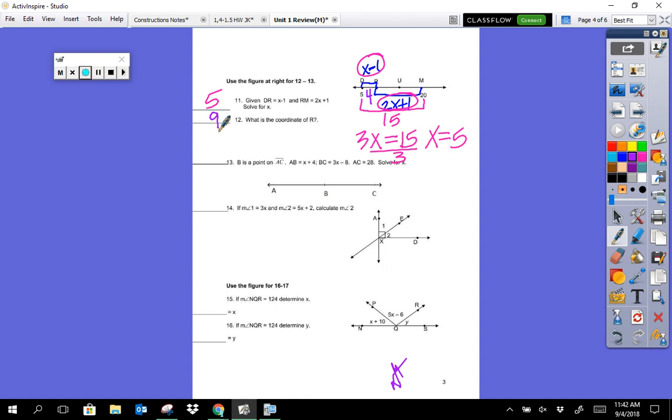Number 13, B is a point on AC. Notice it doesn't say that this is in the middle, it just says B is on AC. And it says AB is x plus 4, BC is 3x minus 8, and the whole thing is 28. So we're going to add those two pieces up and set them equal to 28. So x plus 3x, that's 4x. 4 plus negative 8 is minus 4 equals 28.